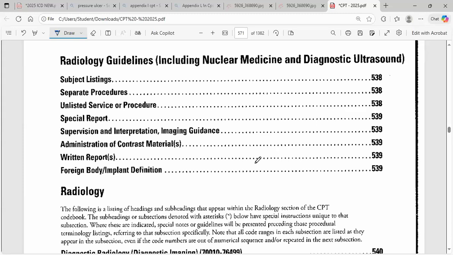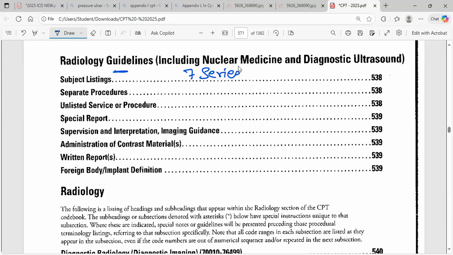Okay, let's get started. So our radiology chapter starts, or our radiology codes start from 7 series. So whenever any code starts from 7 series that will represent the radiological procedure. Radiological procedures such as X-ray, MRI, CT scan, any nuclear medicine procedures. So these all procedures comes under the 7 series.